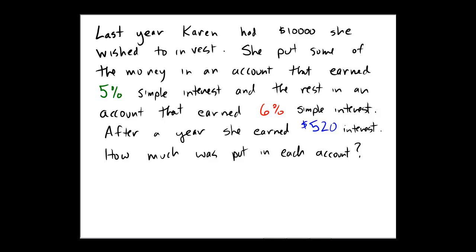Suppose that last year Karen had $10,000 she wished to invest, and then say that she put some of her money into an account that earned 5% simple interest and the rest in an account that earned 6% simple interest. Suppose after a year passes she earned $520 total in interest. How much money was put into each account?